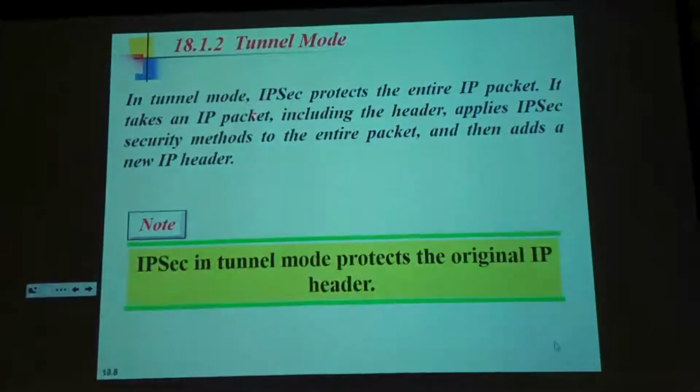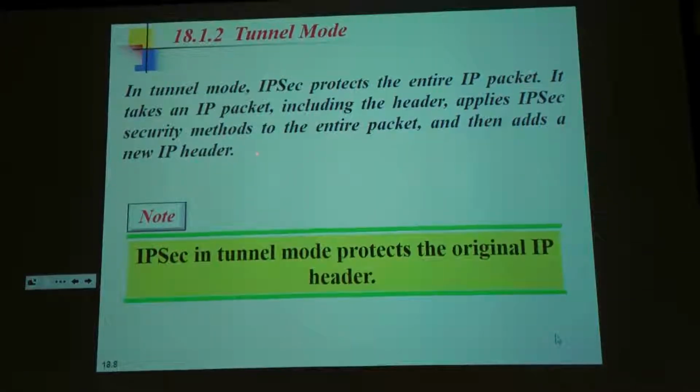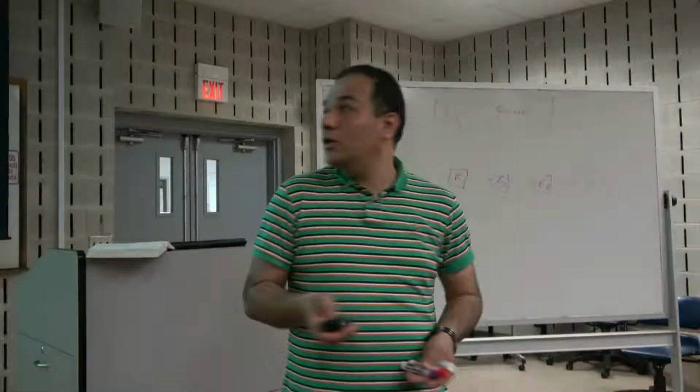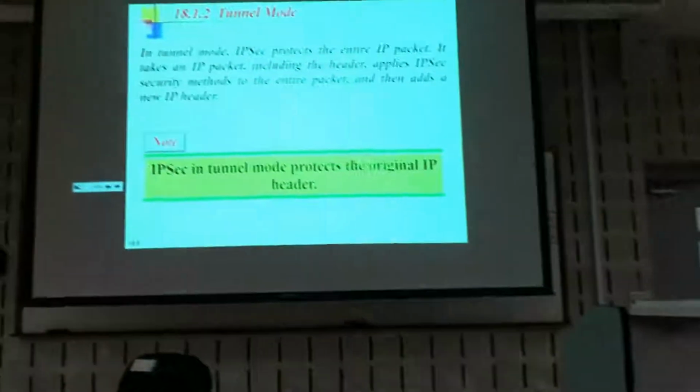It takes an IP packet, including the header, applies IPsec security methods to the entire packet, including the header, and then adds a new IP header. Aha! So we take the original IP packet and we encrypt it, but we add a new IP header. So we're going to have two IP headers. IPsec tunnel mode protects the original IP header as well.